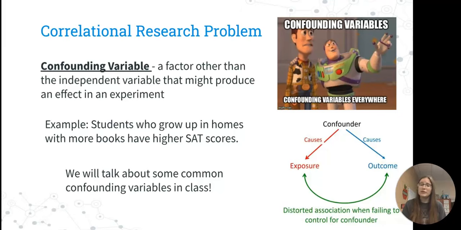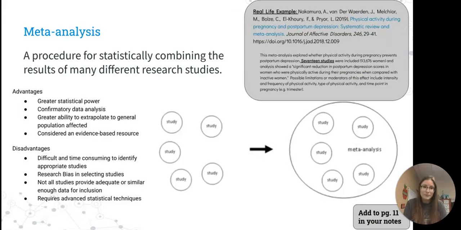Or, books can be expensive. The more books you have in your home could be an indicator of income. And having higher income means maybe you hire an SAT tutor or get an SAT course. So, we're going to talk about some more common confounding variables in class, but it is important for us to think about whenever we're seeing a correlational relationship, there may be other variables at play. And so in order to truly prove what's going on, we would want to run a controlled experiment to determine true causation.